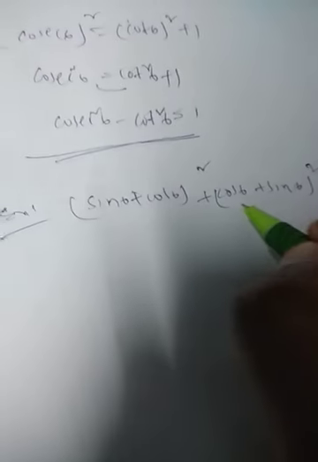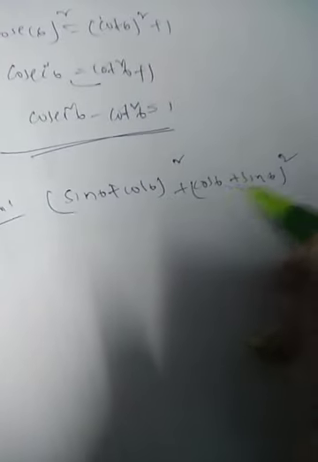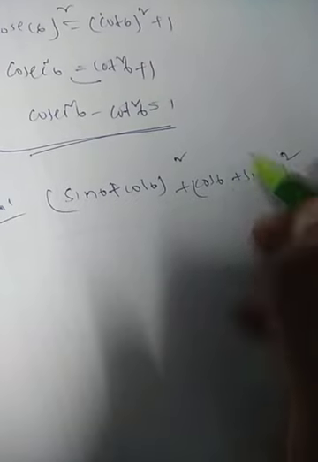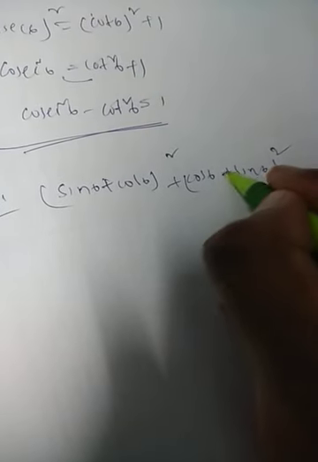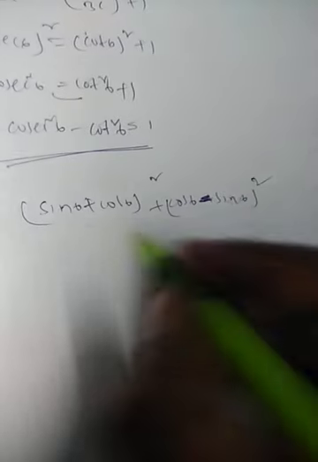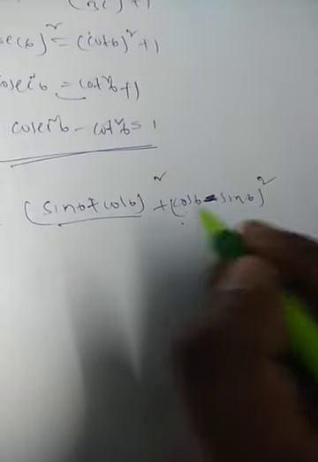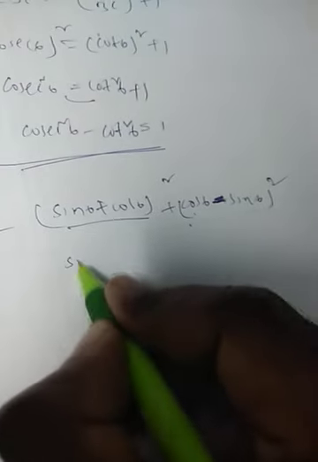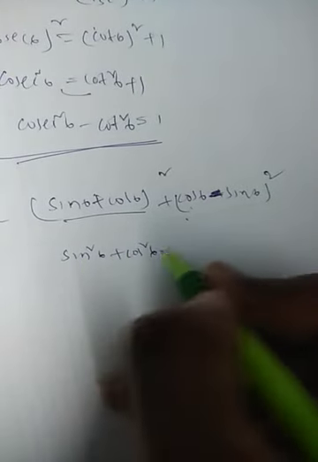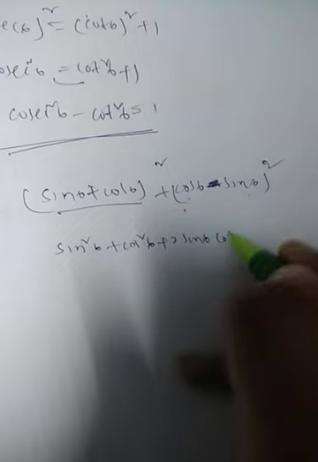Example number 1. Simplify (sin theta plus cos theta) whole square plus (cos theta minus sin theta) whole square. What is this form? A plus B whole square, and this is B minus A form. Let it be. A plus B whole square is what? A square plus B square plus 2AB.